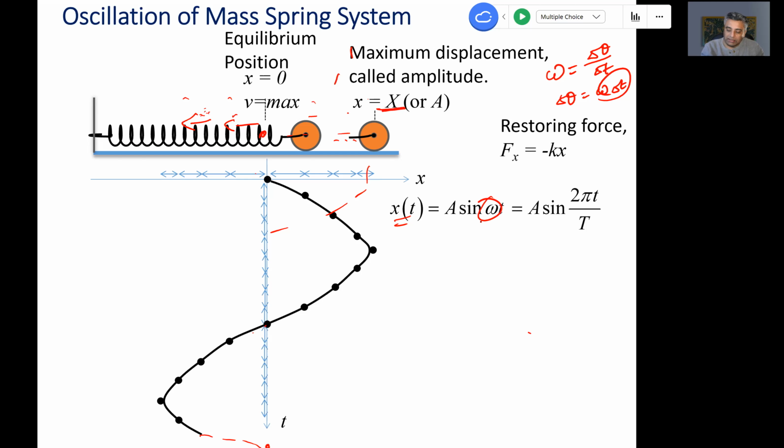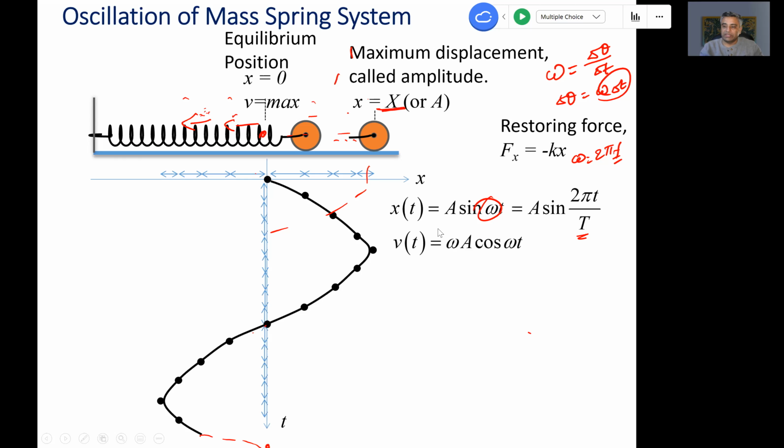So omega is related to period, right? 2 pi over T. Remember, omega is 2 pi f, and f is 1 over the period, which means we can write it like that. So that's the relationship between position and time. And by the way, this t simply means position is changing with time. It's not position times time here, okay? So this is just a function of time. That's all it means. It depends on time.